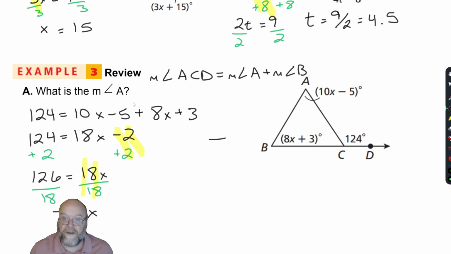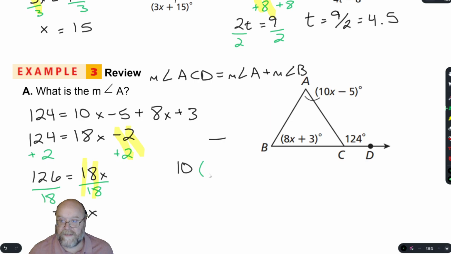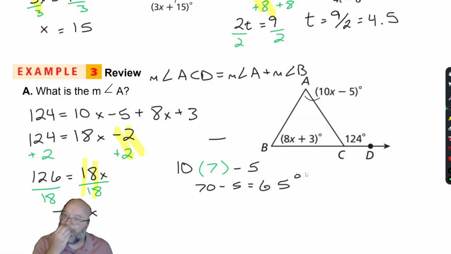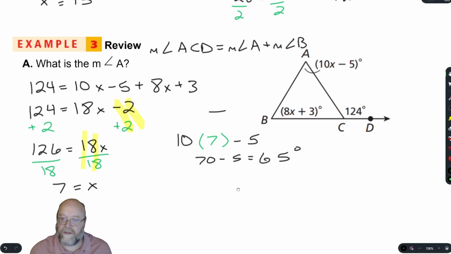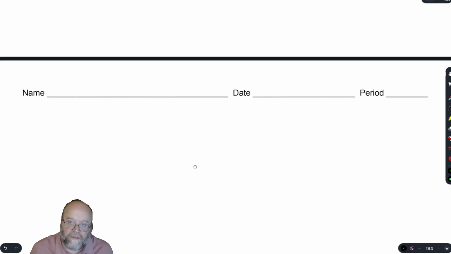We're doing the measurement of angle A. Here it is. It's 10, but instead of the x, I'm going to write what x is, which is 7. Minus 5. So it's 65 degrees. Do you already know what this one is? I wonder if you know. Can you just tell what that one is? I'm moving on. It was 59.